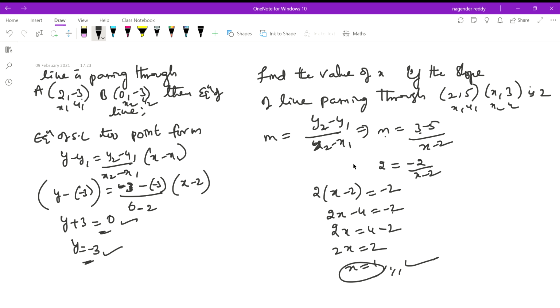This type of question we can expect for 2 marks. The 4 marks questions and the longer 7 marks questions we'll discuss in the next class.